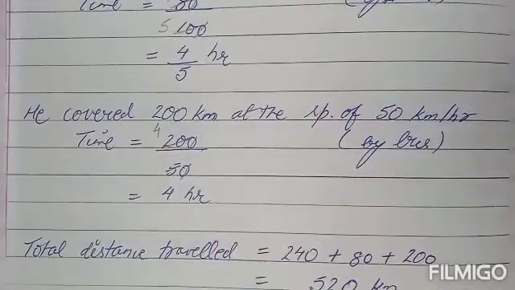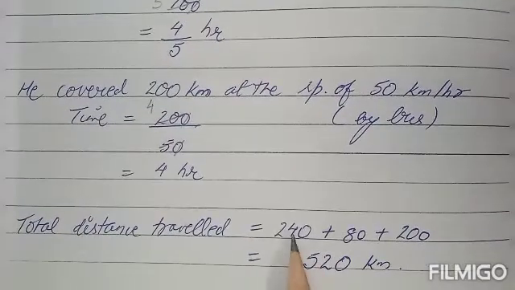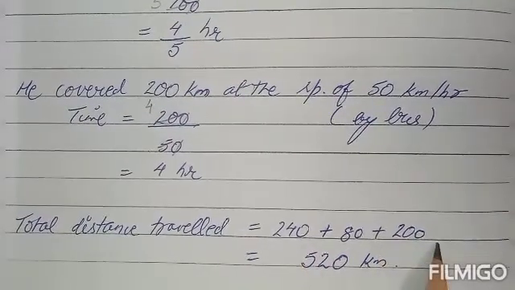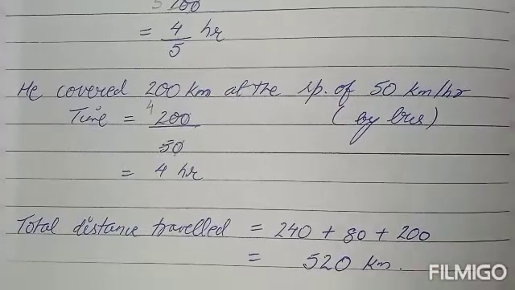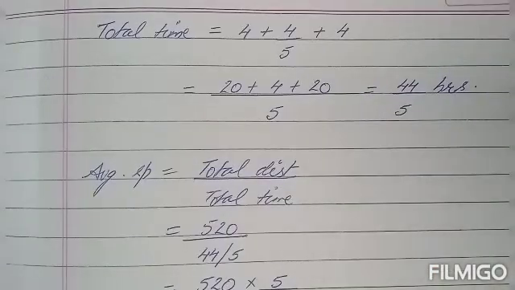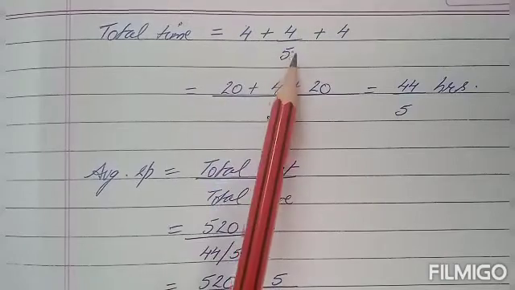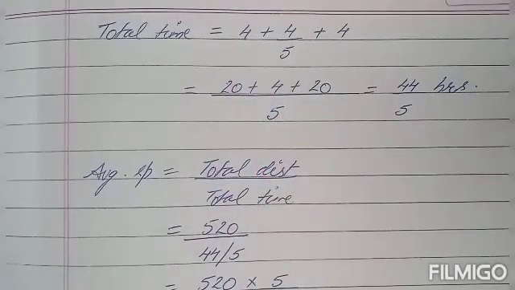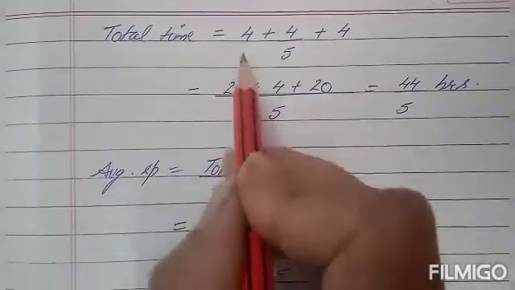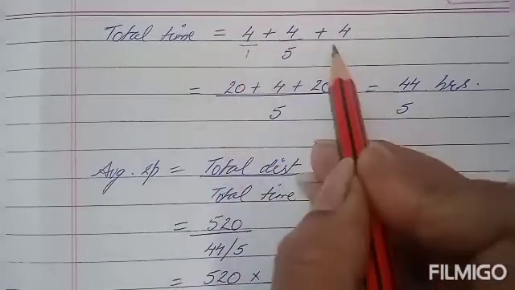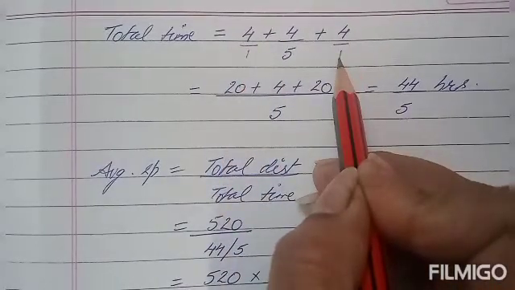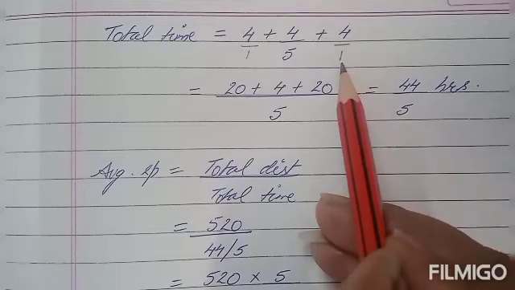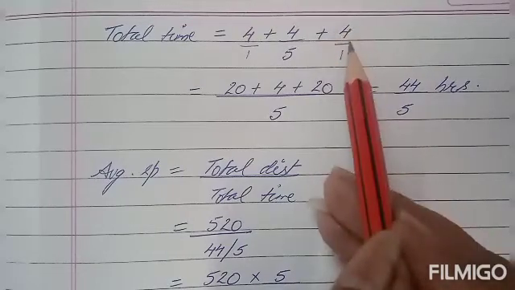So total distance traveled is how much, children? 240 plus 80 plus 200, that is 520 kilometers. And total time is 4 plus 4 upon 5 plus 4. Now this can be taken as fractions. The way we do the addition of fractions, upon 1 you can take to make them as fractions, because when we write any number upon 1, children, that does not change our number.